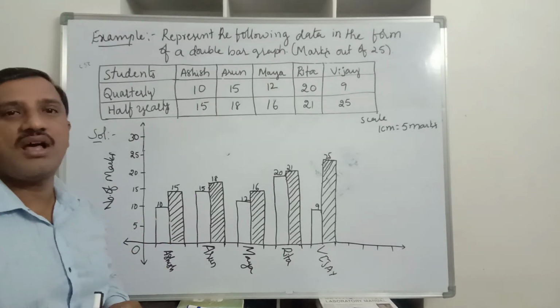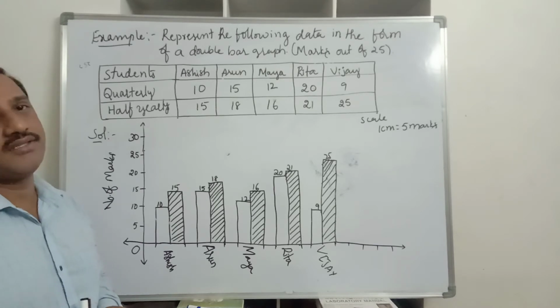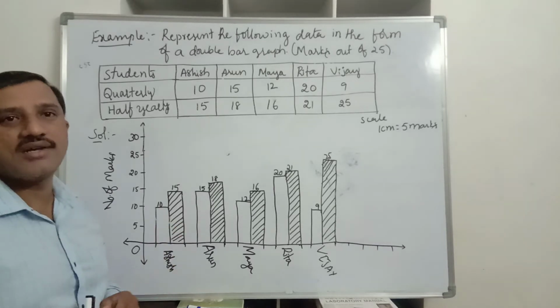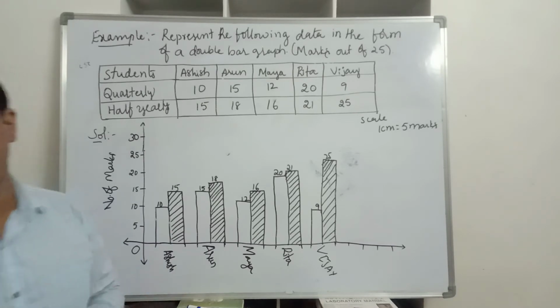Is it clear, children, how to represent this data in the form of a double bar graph? Yes? Right. Now we will discuss chance and probability, the last concept of this chapter.